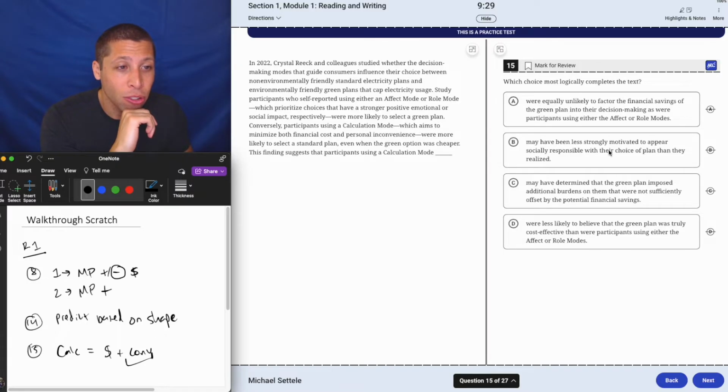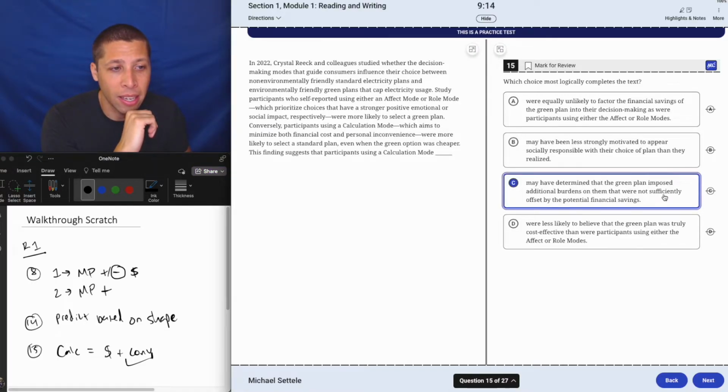They may have been less strongly motivated to appear socially responsible with their choice of plan than they realized. I don't know what they realized, so that seems wrong too. May have determined that the green plan imposed additional burdens on them that were not sufficiently offset by the potential financial savings. Meaning, yeah, it's the convenience and the cost together matter, but the convenience matters more.